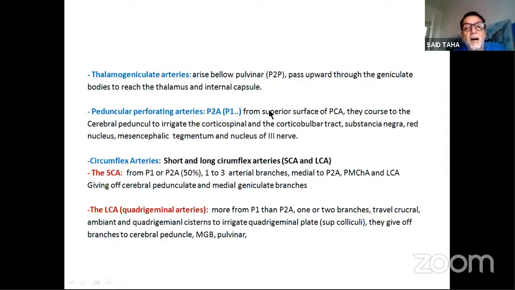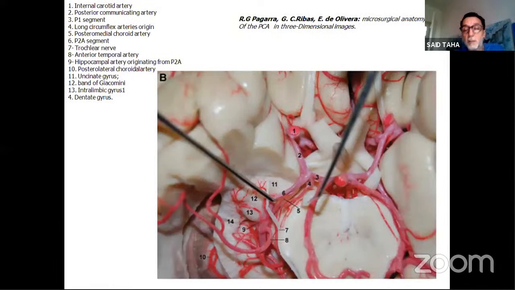These are the important arteries, the perforating arteries, and surgically it's the most important point when we operate on the middle incisural space, especially when we come from the subtemporal approach.